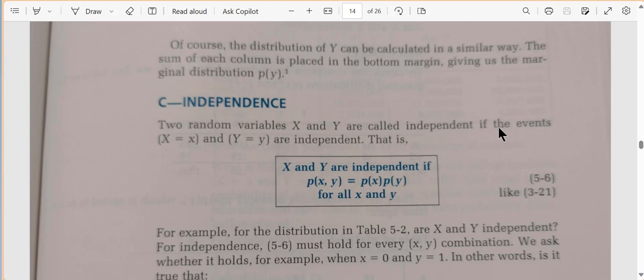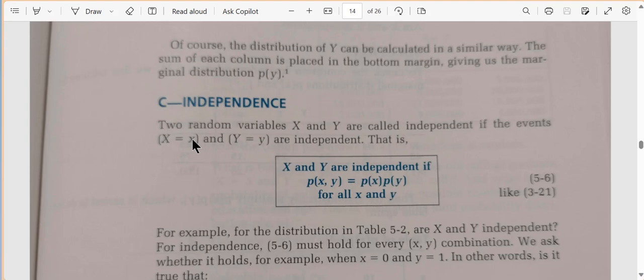They say two random variables, x and y, are called independent if the events x equals x and y equals y are independent. Remember, these are events. If we put in a specific value for x here, like x equals 1, that's an event. X equals 2, that's another event. Y equals 1, that's an event. So we can talk about the events. They didn't quite say it here, but they mean for every x and y, not just for one pair of x and y.